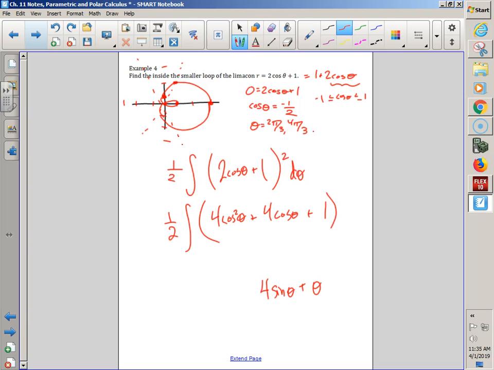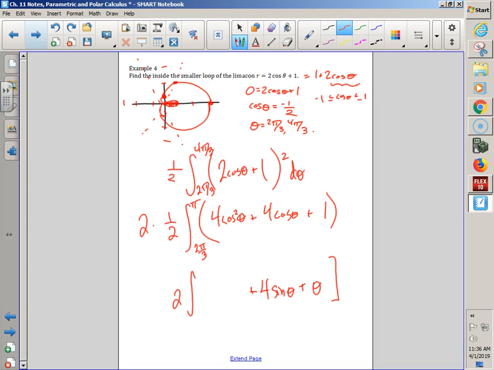Now I can pull that out and I can make that a 2, but then I have the integral of cosine squared. Oh, wait a minute. What are my bounds? Could I do 2 pi over 3 to 4 pi over 3? Yeah. And what would that find for me? The whole inner loop. But couldn't I also have doubled going from 2 pi over 3 to pi? Why would I do that? Why would I double and say, let me only go halfway and then let me double it?